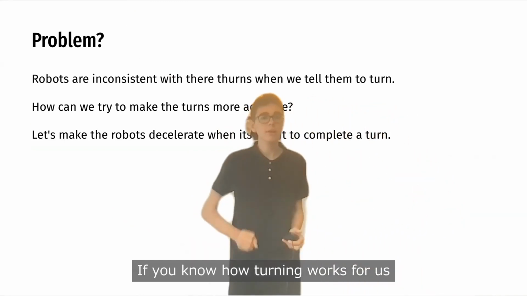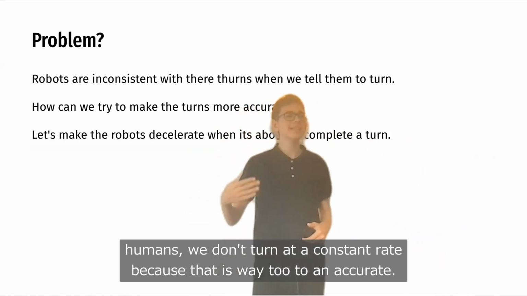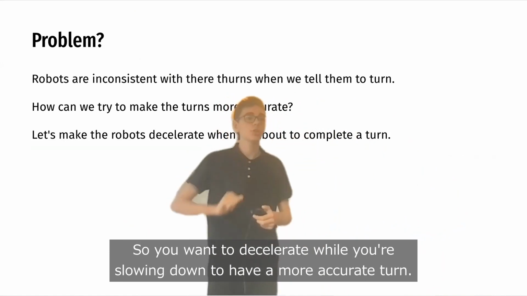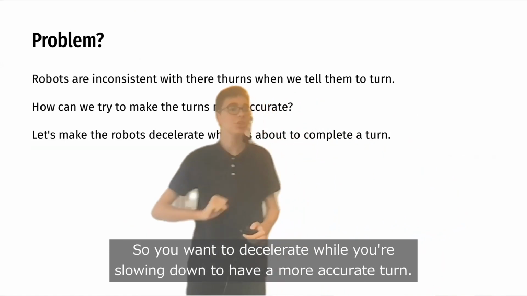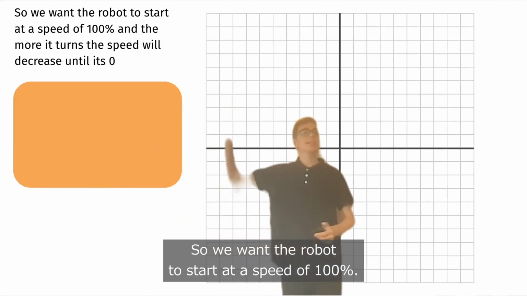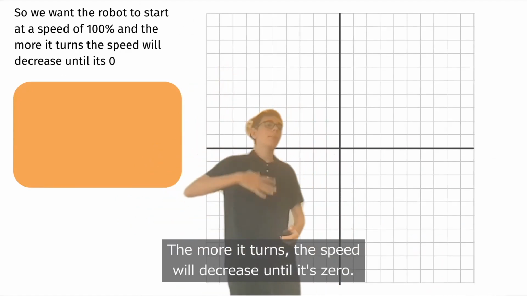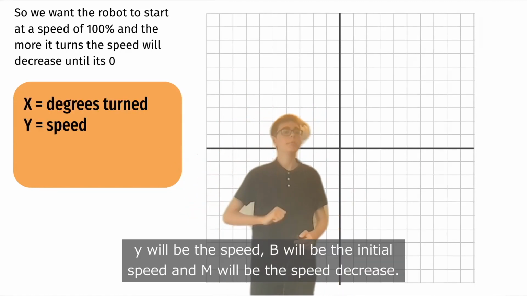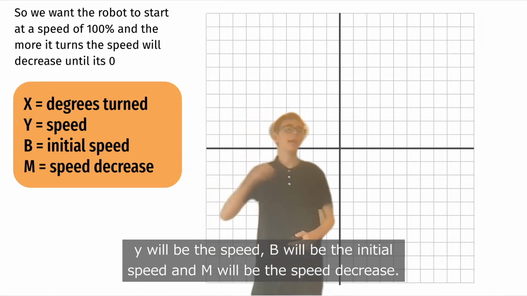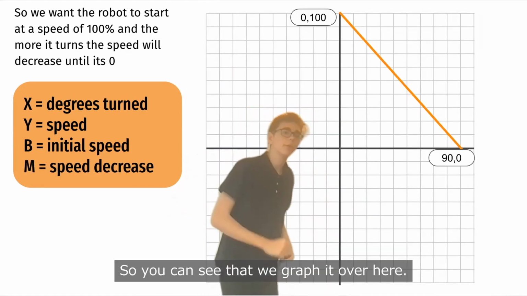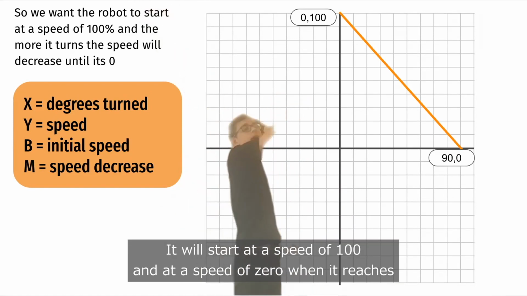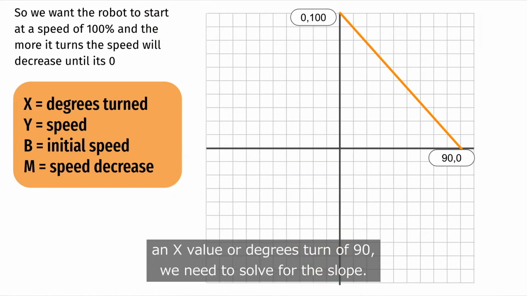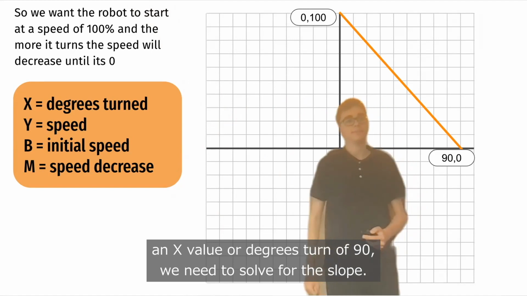If you know how turning works for us humans, we don't turn at a constant rate because that is way too inaccurate. So you want to decelerate while you're slowing down to have a more accurate turn. So we want the robot to start at a speed of 100%, meaning the more it turns, the speed will decrease until it's 0. So x will be the decreased turn, y will be the speed, v will be the initial speed, and m will be the speed decreased. So you can see that we graph it over here. It will start at a speed of 100 and end at a speed of 0 when it reaches an x value or degrees turn of 90.